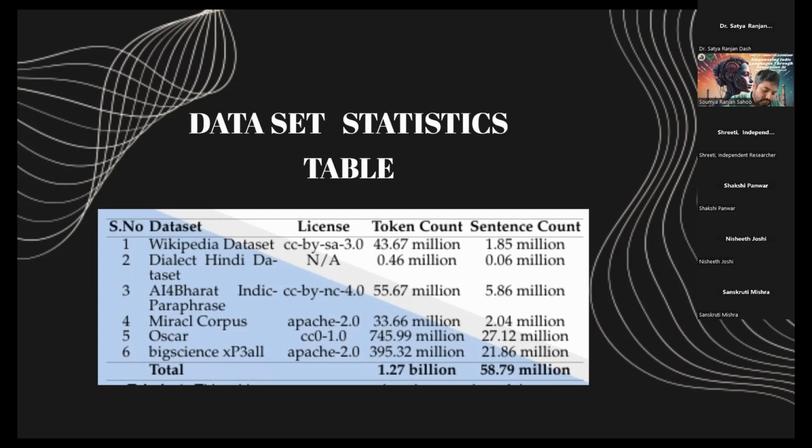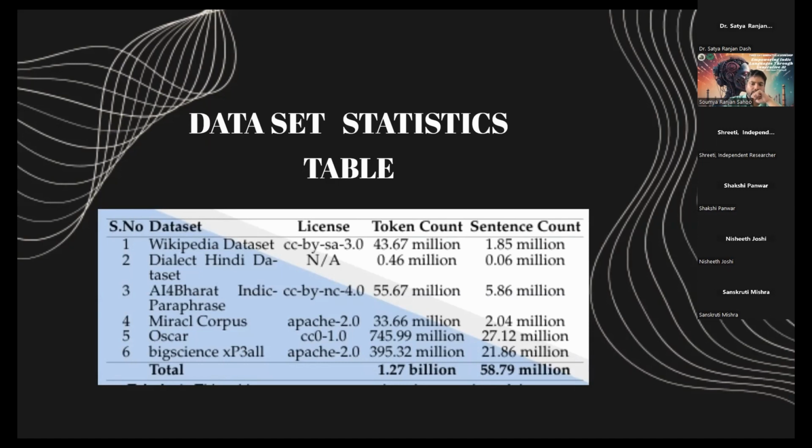And after that, AI4Bharat IndicParaphrase. It contains 55.67 million total tokens, and that dataset contains sentence pairs with similar meaning but different linguistic formulations. After that, we have the MILAP corpus. It has 33.66 million tokens, and that data contain text sourced from legal documents, court proceedings, and administrative records.